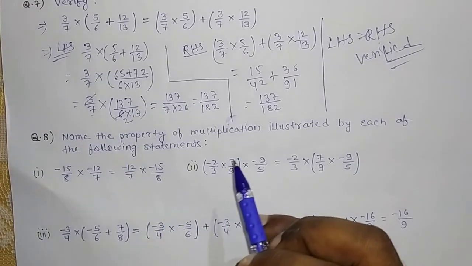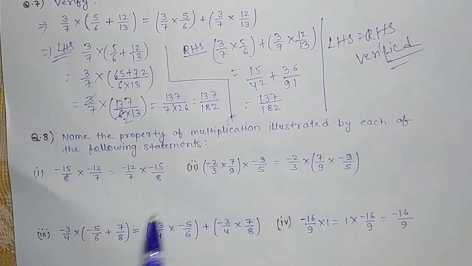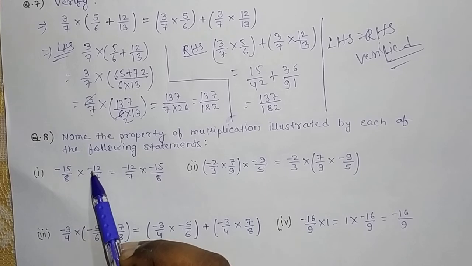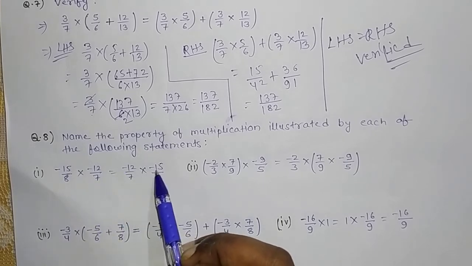Name the property of multiplication illustrated by each of the following statements. Here some statements are given and we have to find which property is used. So the question number 1: minus 15 upon 8 into minus 12 upon 7 equals minus 12 upon 7 into minus 15 upon 8.